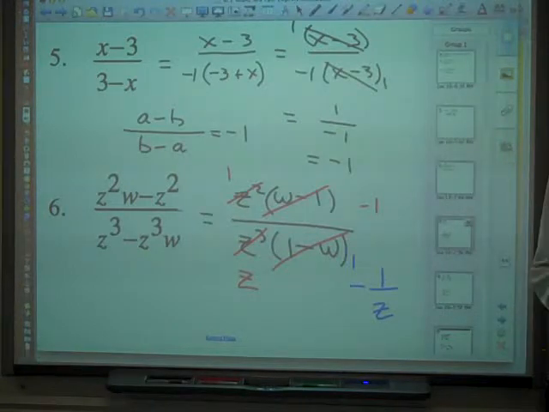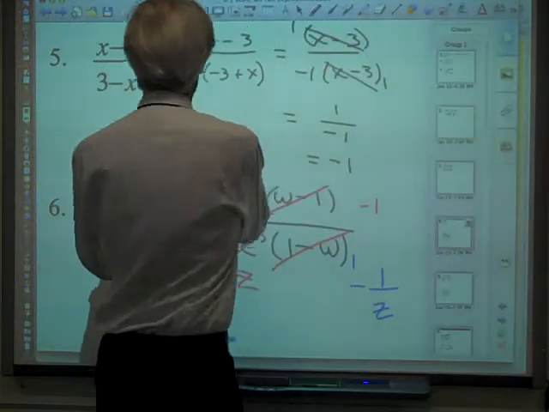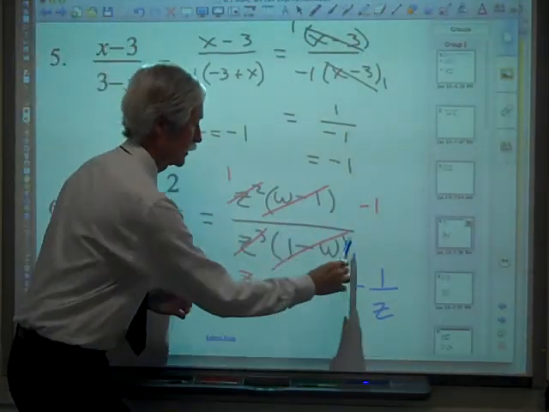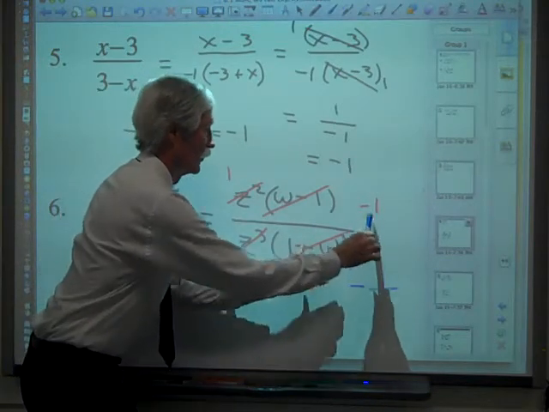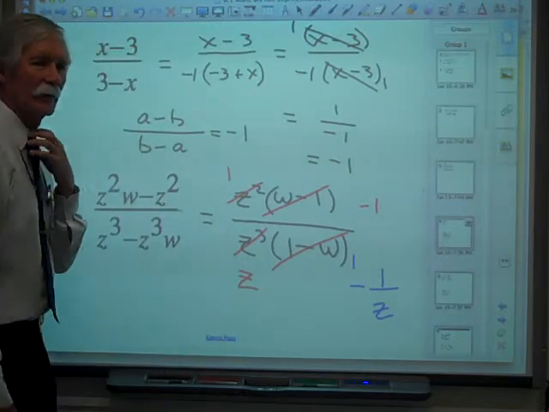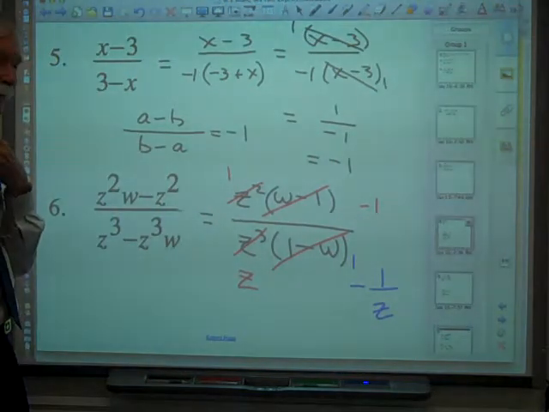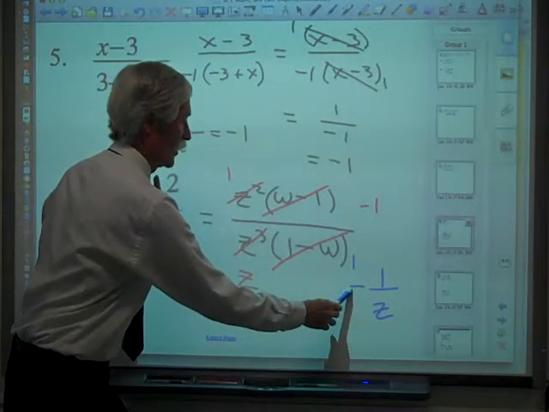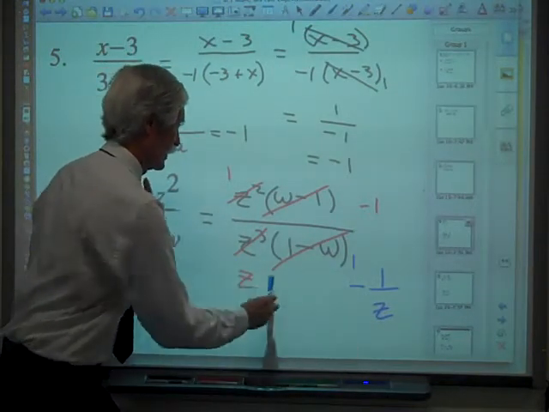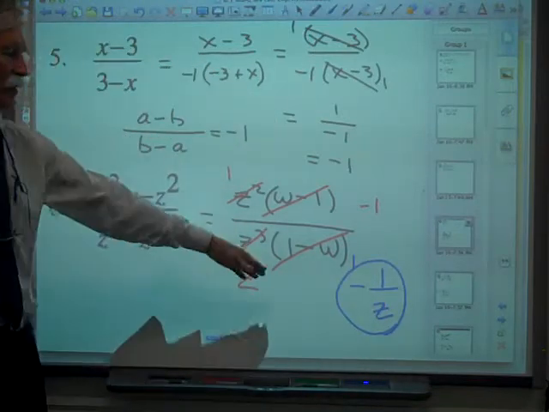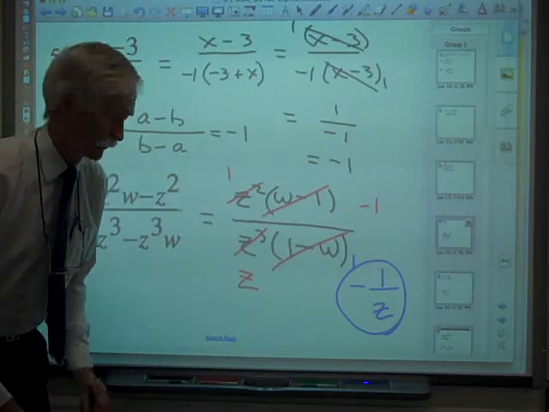Wait, why are you saying that both of them just cancel out to 1? Yes. But remember these guys that are exactly backwards? Cancel, cancel. Remember that there's a negative 1 in there. So you get this times this, which is a minus 1, over this times z times 1, which is this z. So there's the answer, minus 1 over z.